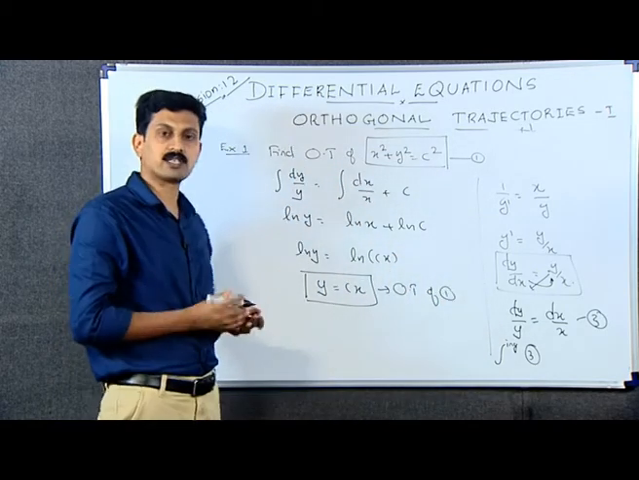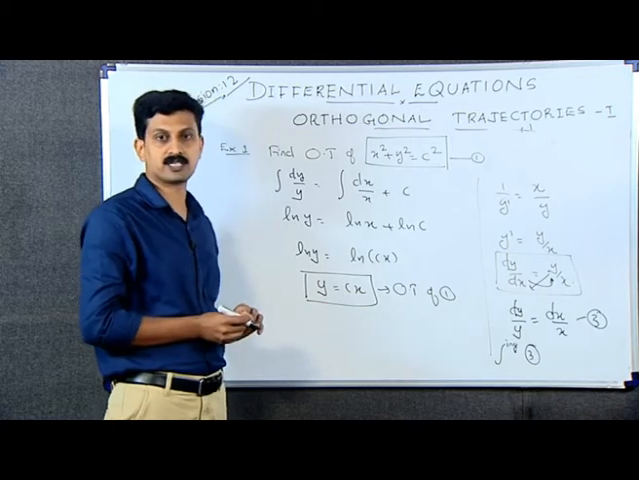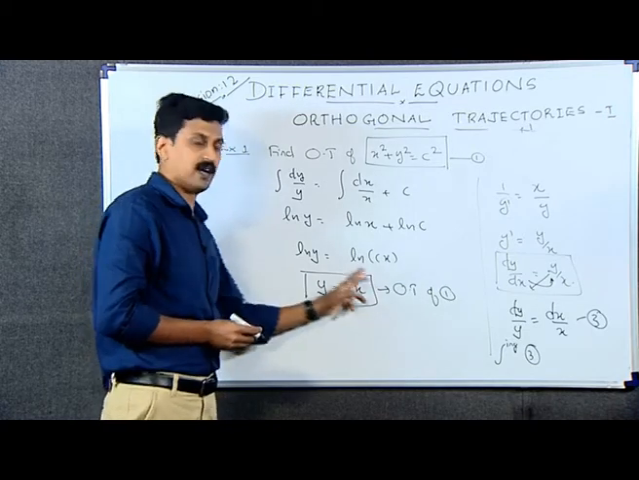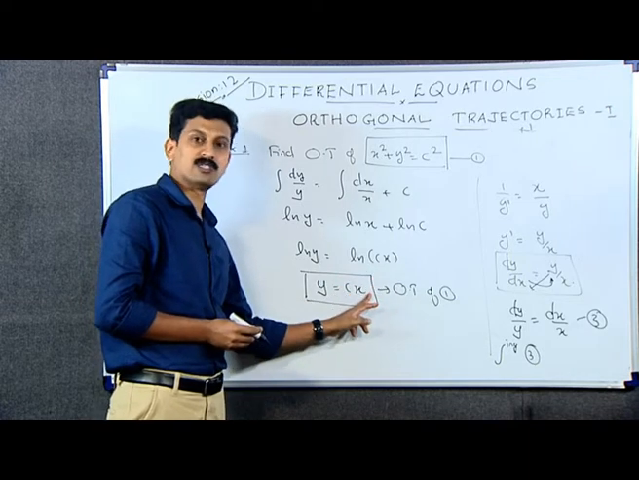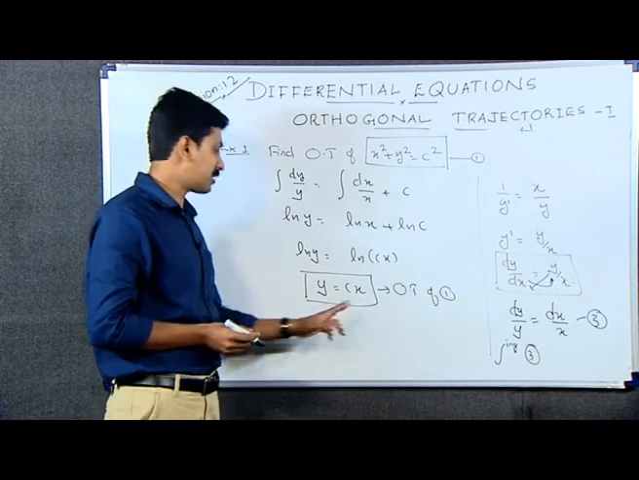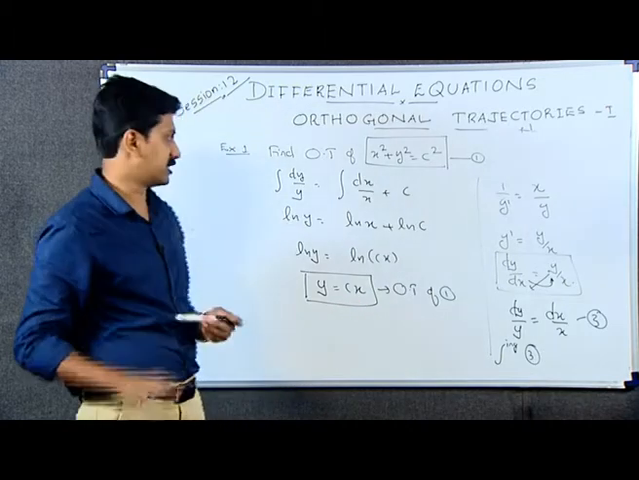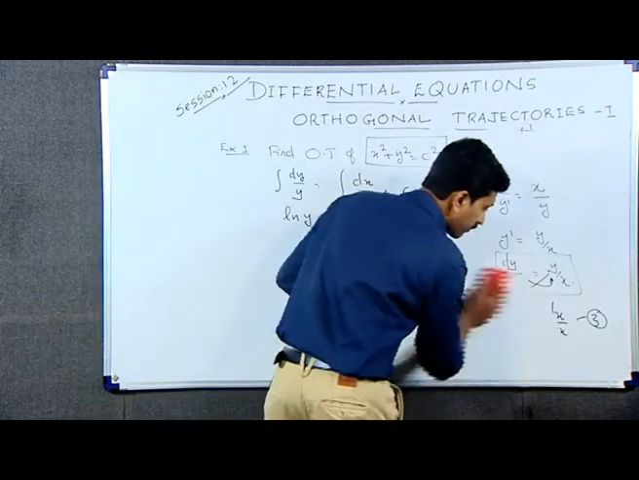Similarly, y is equal to cx means the set of all straight lines passing through the origin with slope c. We are treating c as an arbitrary constant, therefore the value of c changes. So, how will the figure come?